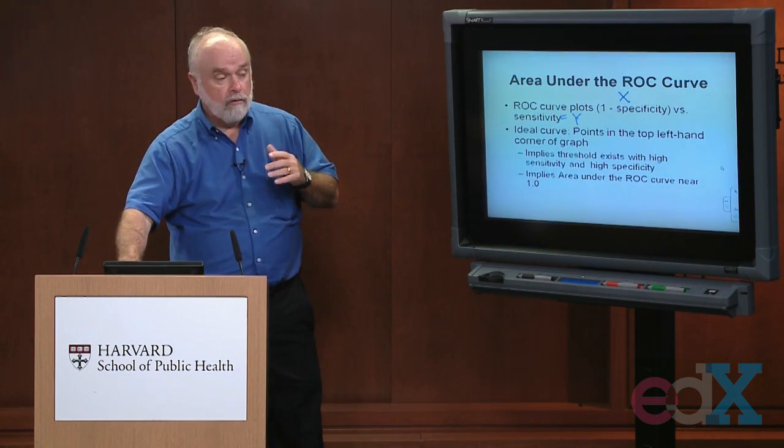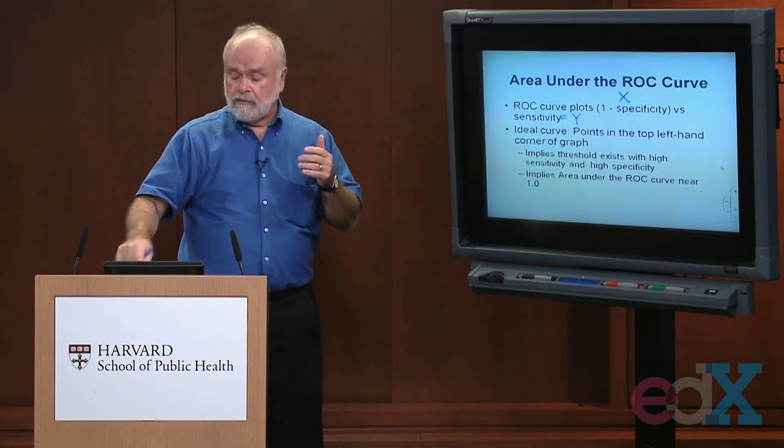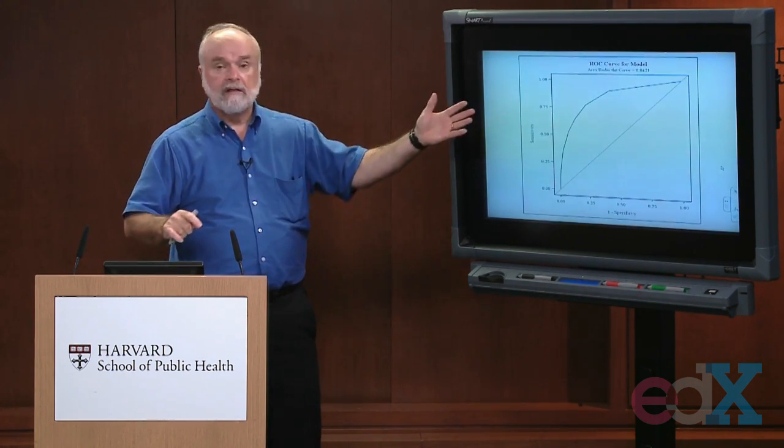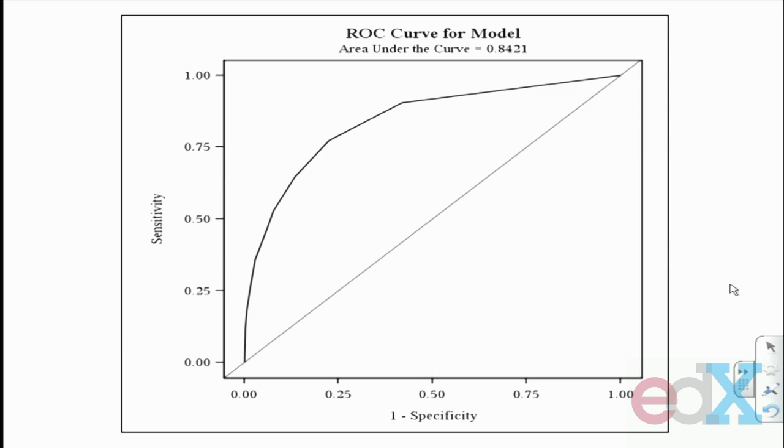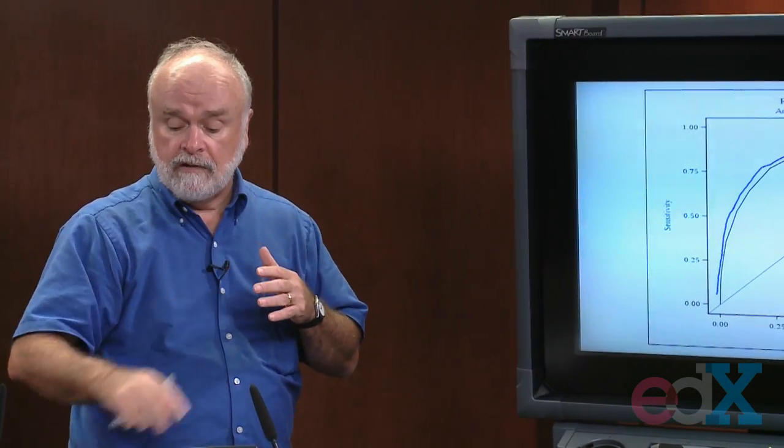And basically, if you use the previous example, the mortality prediction rule, and chose different thresholds, your ROC curve would look something like this. Every time the curve is bending, it's corresponding to a different threshold with a different point for sensitivity and specificity.